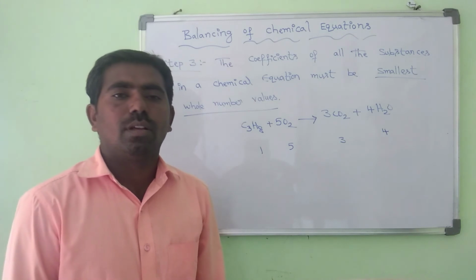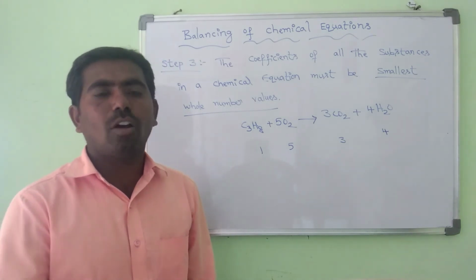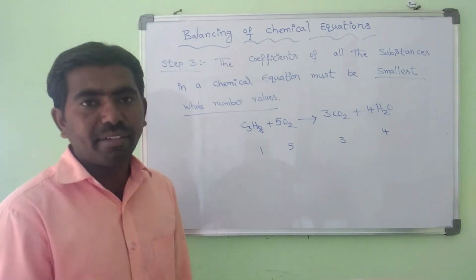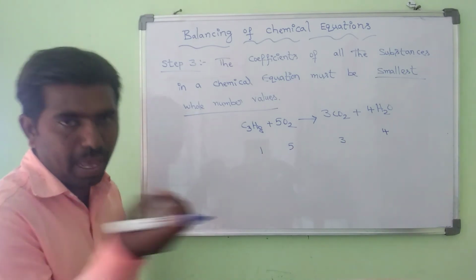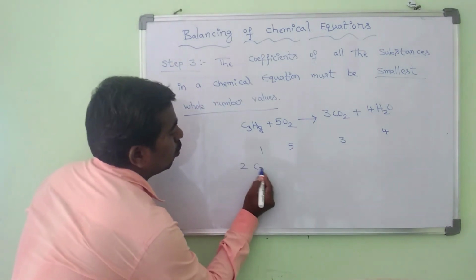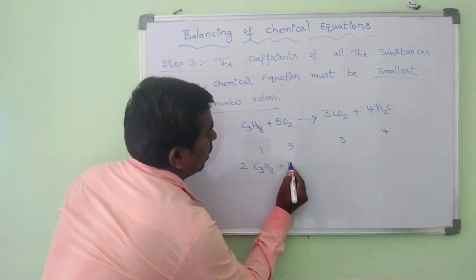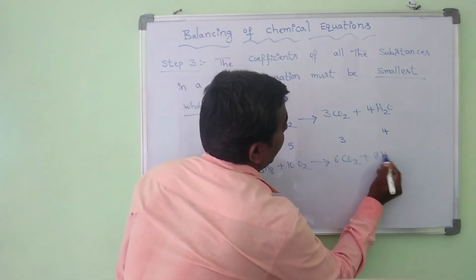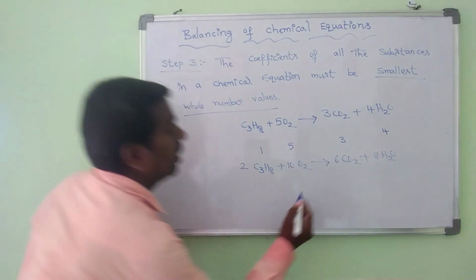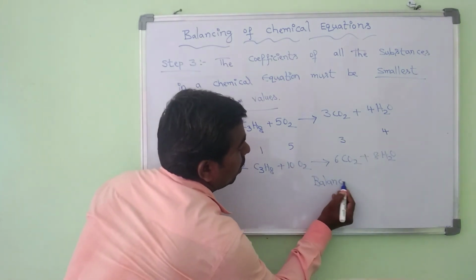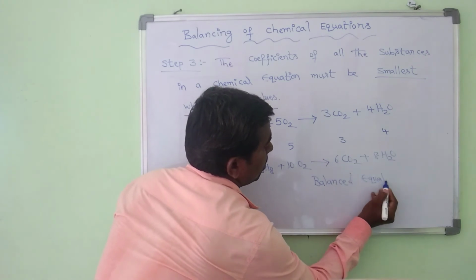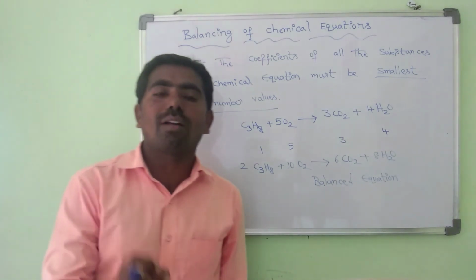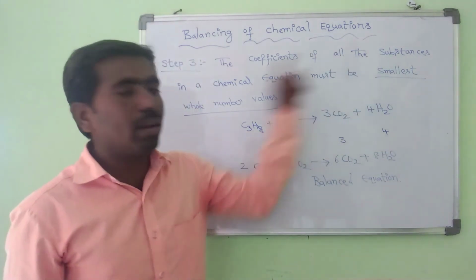But this kind of situation might not be achieved in each and every chemical reaction. For example, I am writing one chemical reaction which is balanced. Observe here: 2 C3H8 plus 10 O2 gives 6 CO2 plus 8 H2O. As per the rules, it is a balanced chemical equation. But in this equation, all the coefficients are not the smallest whole number values.